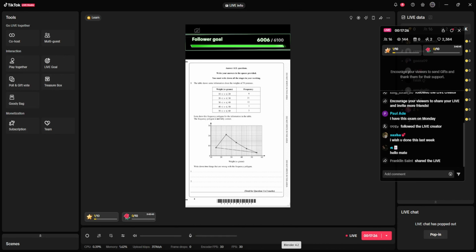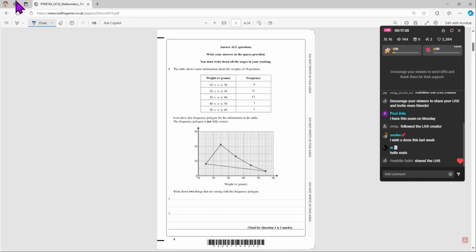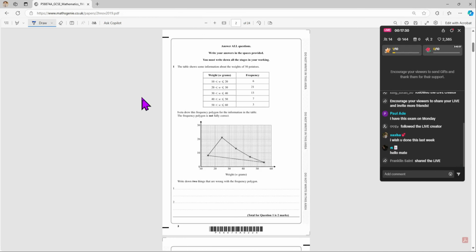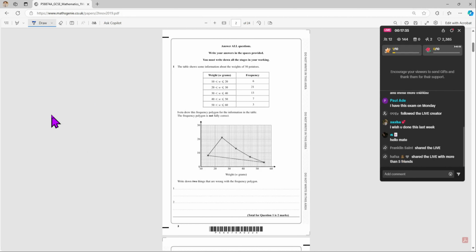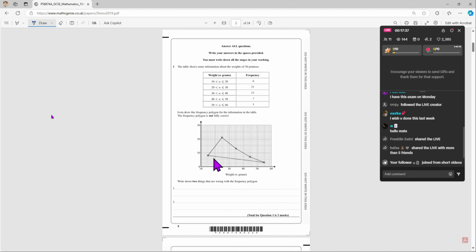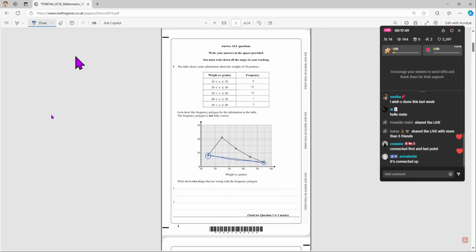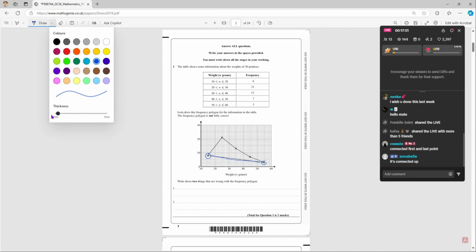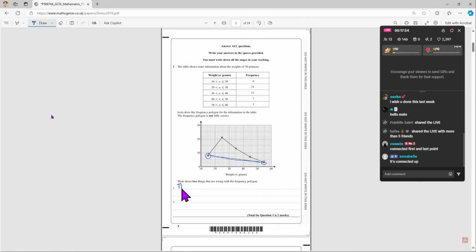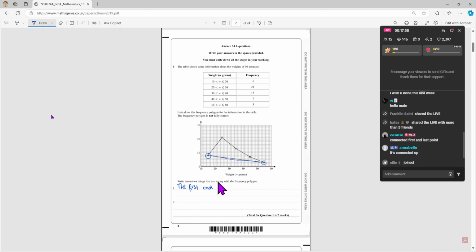So we need to write down 2 things that are wrong with this frequency polygon. So in the chat, what do you think is wrong? I can already spot one thing that is wrong, as you can see. This point and this point over here are not supposed to connect to each other like this. They're connected like this. They are not supposed to be connected. So we have to write the first and last points should not be connected.